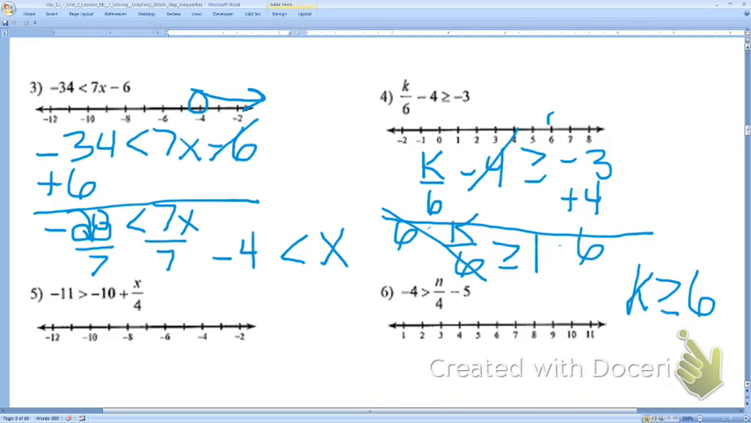Graph my endpoint. This one is closed because there's the equal sign, and my variable's on my left where I want it to be, so I draw my arrow in the same direction as the inequality.